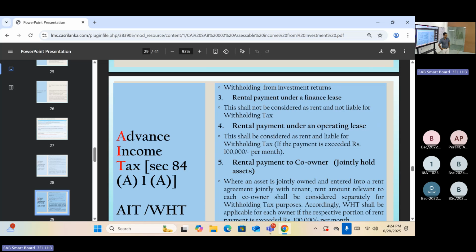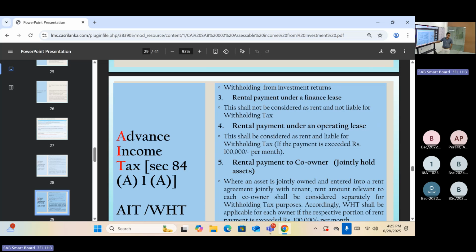But finance lease is not coming under rent. This has been given in the circular issued by the Commissioner General. One day you asked whether finance lease is coming under rent or not. It's not coming under rent. But rental payment under an operating lease is coming under rent. If the monthly rent is more than 100,000, it is subject to withholding tax at 10%.